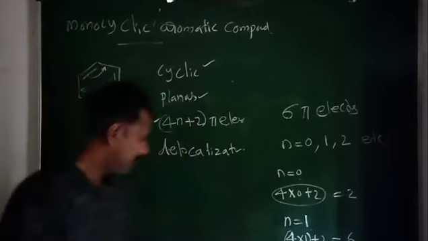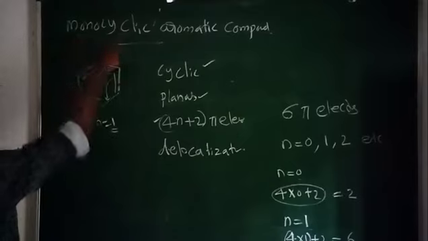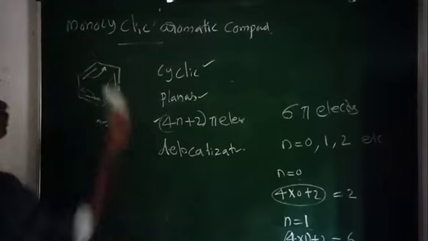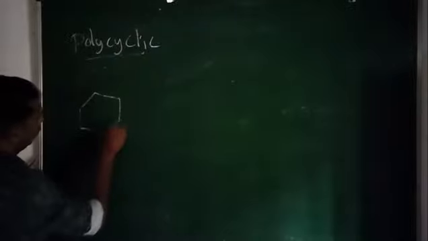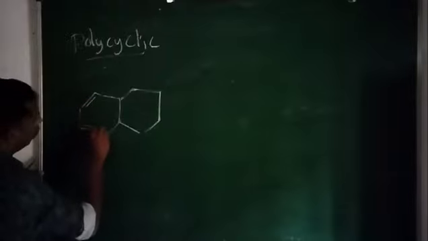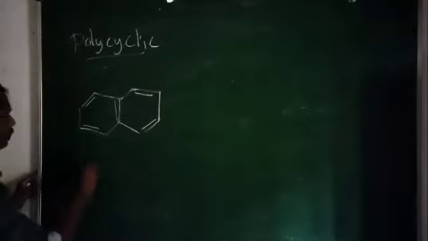Clear? Another example for cyclic aromatic compound, that means here it is monocyclic. Now let us take some polycyclic aromatic compounds. Look at it here. Here is double bond, double bond, double bond. Then this is single. Again, this is double, single, double, single, double. This compound is known as naphthalene.